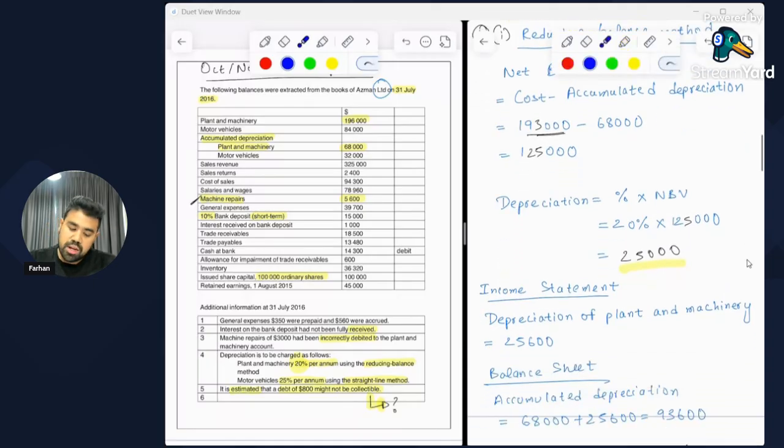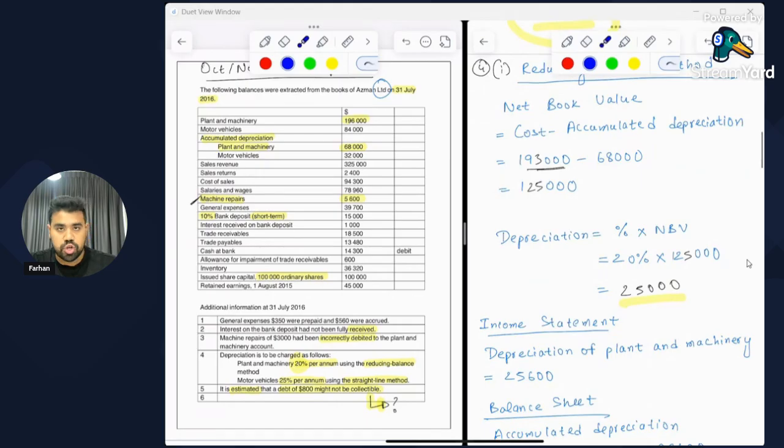So when you prepare the income statement, we need to show all the expenses that we've got, right? And depreciation is an expense in itself, which refers to the cost of the asset that we have consumed over its useful life. And in this year, we have consumed $25,000 worth of value. So therefore, we have some depreciation expense that we have incurred. So in the income statement, we show depreciation of plant and machinery of $25,000 underneath the expenses section. Okay.